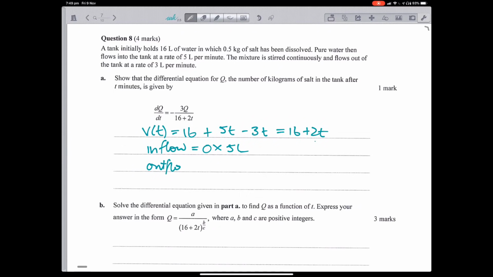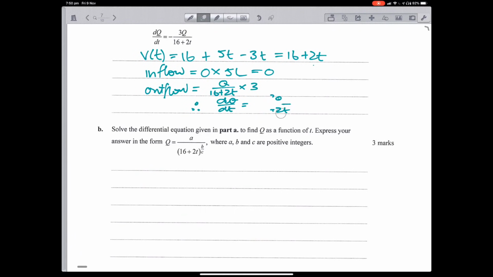Outflow is our concentration, which is Q on our volume, which was 16 plus 2t, times how much is going out, 3 litres per minute. So therefore, dQ/dt is equal to 0 minus 3Q on 16 plus 2t. That isn't very neat. You'd hope that they could work out what it was though.